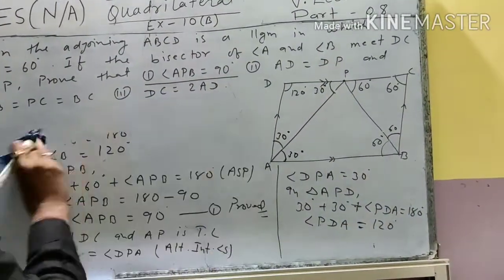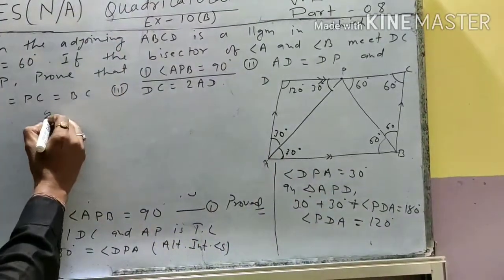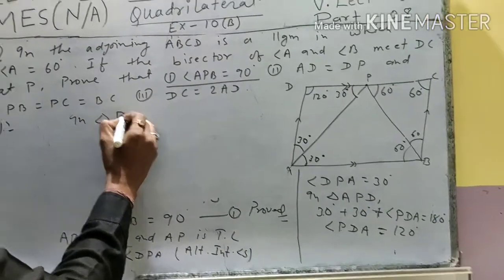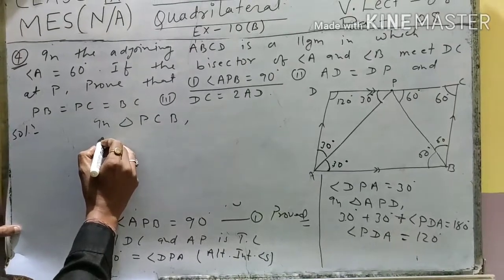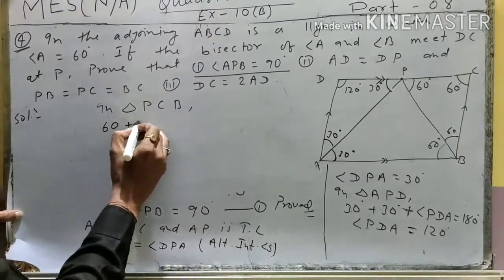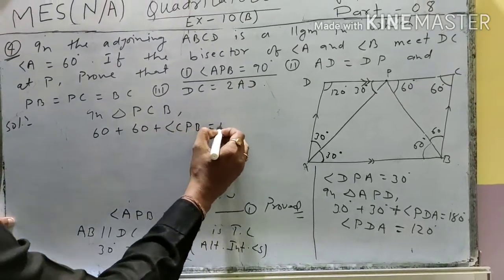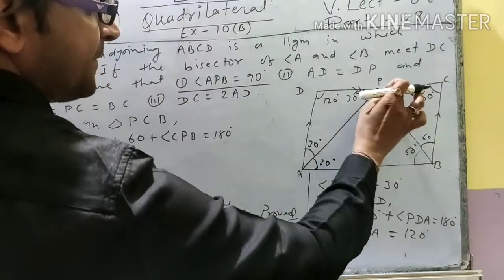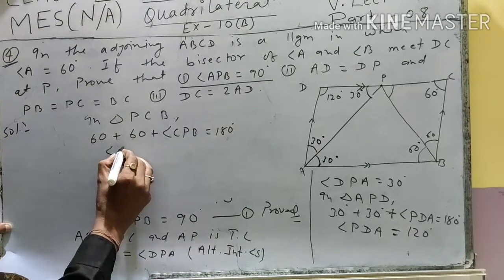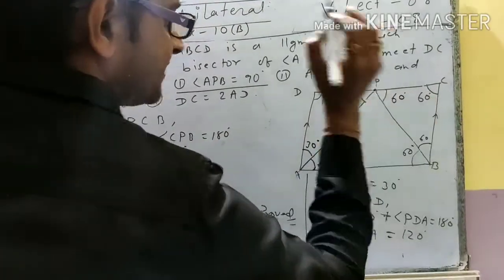So write down here. In triangle PCB, 60 plus 60 plus angle CPB is equal to 180 degree. This angle plus this angle plus this angle is equal to 180 degree. So angle CPB is equal to 60 degree. Here write down, student, 60 degree.